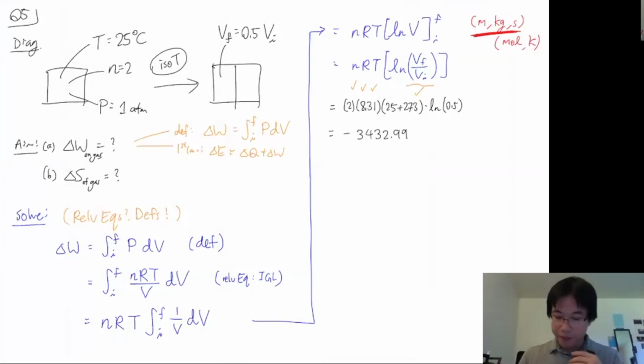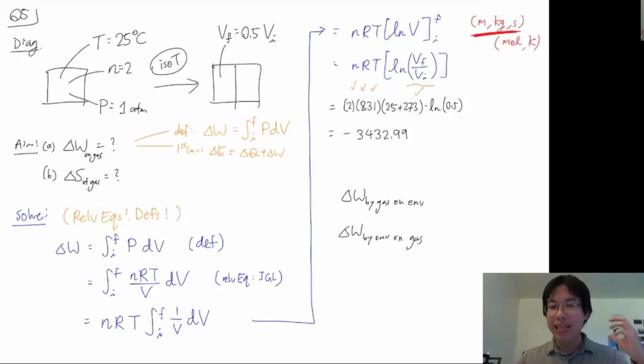How do I figure out the sign? This is how I think about it. There are 2 choices. It's either positive or negative, but you need to worry about who's doing the work. Is it the work done by the gas on the environment, or is it the work done by the environment on the gas? If one of them is positive, the other has to be negative.